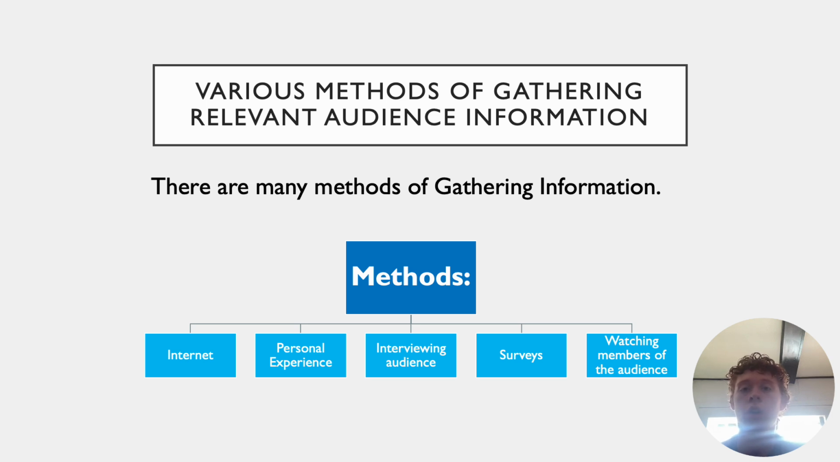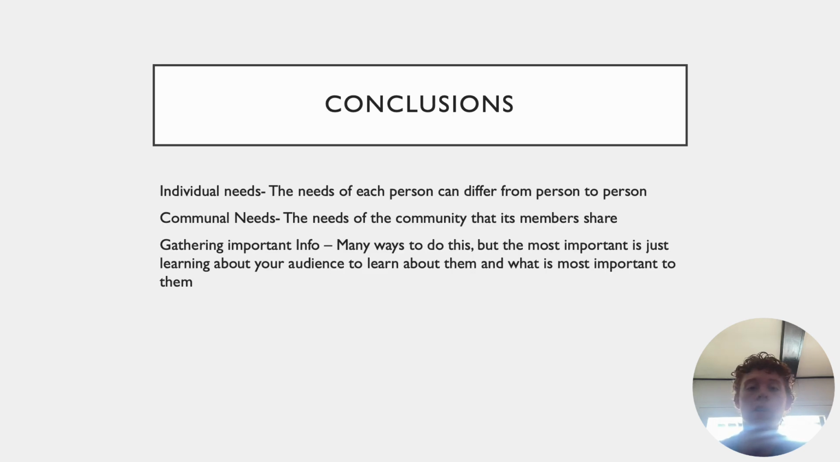You want to see those people and understand those people and just see how they move, how they act, how they interact with each other, those things also when preparing for a speech. So in conclusion, you have your individual needs, which are the needs of a person that can differ from person to person. Your communal needs, the needs of the community that its members share.